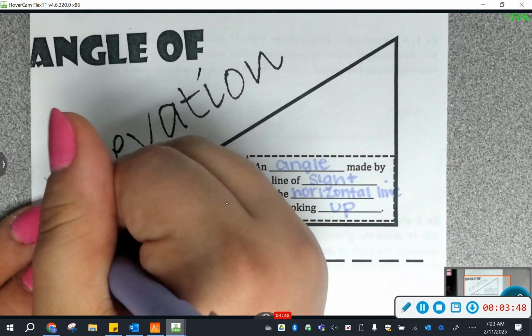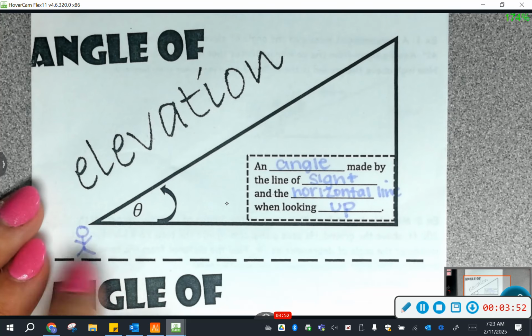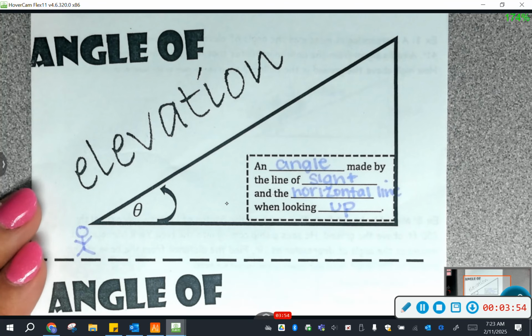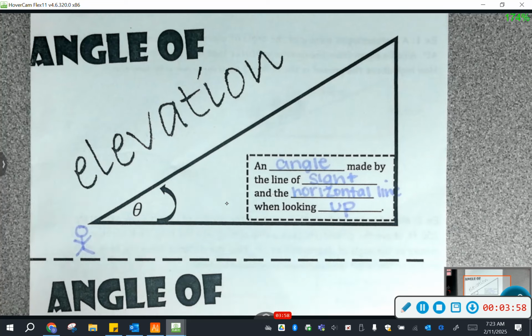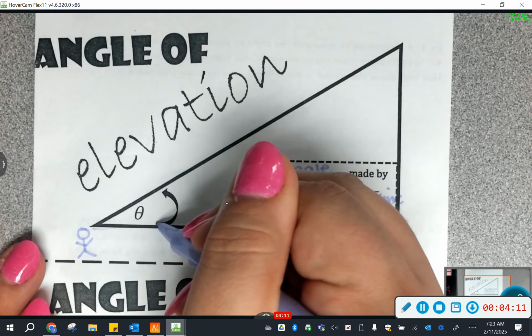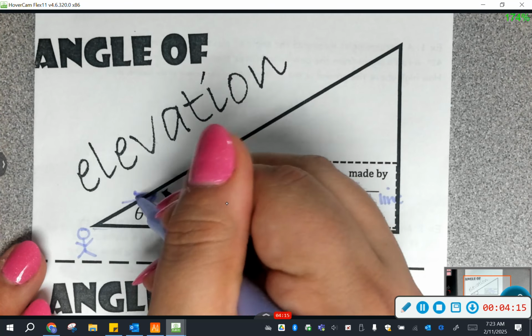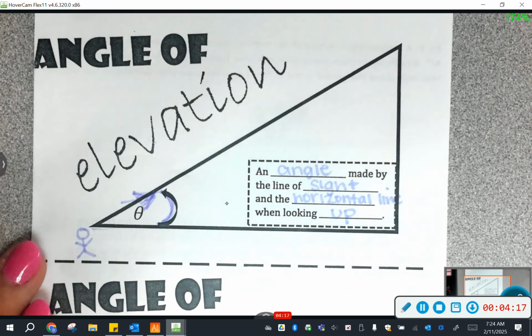So what angle of elevation is, if I'm a person right here, that's me, my horizontal line, what's a horizontal line? Right, straight. Your line of sight is what you see when you look up. So that's what this is. Here's my horizontal line, and then here's when I'm looking up. This is the angle that's created.